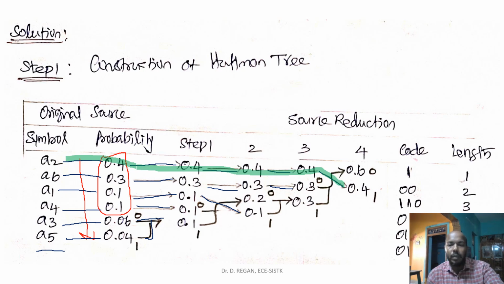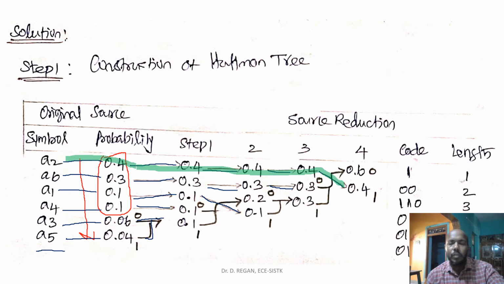After all these steps, I have given another column for the code, and another one for the code word length. The A2 symbol takes the binary bit 1, so here I put 1. Here the symbol order is A2, A6, A1, A4, A3, A5. The same way I assign codes to these symbols. So 1 is A2. In this order only, the code words are given.